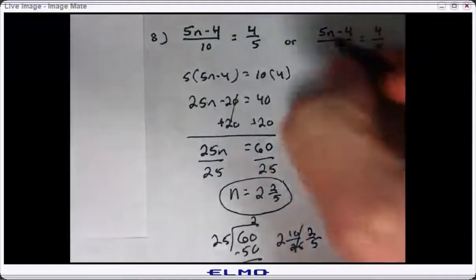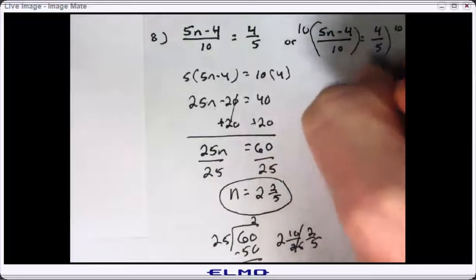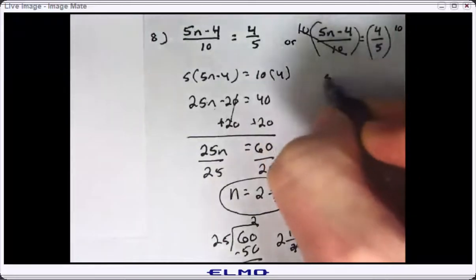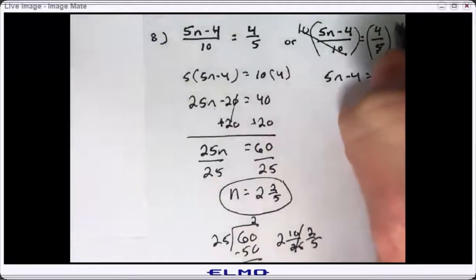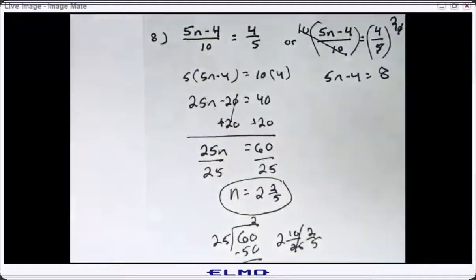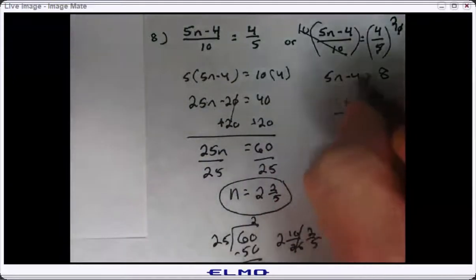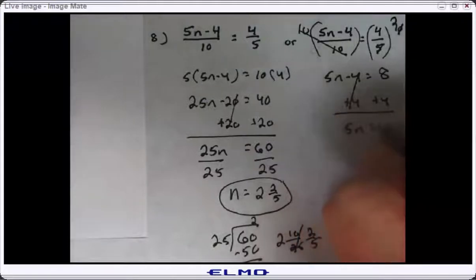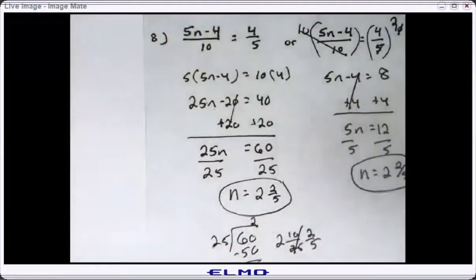If I had multiplied both sides by the least common denominator, which is 10, the 10's cancel out, leave me with 5n minus 4 equals 10 over 5 simplifies to 2 over 1. So I have 2 times 4 on top, which is 8. To get rid of minus 4, we plus 4 to both sides. Gives me 5n equals 12. To get rid of times 5, I divide by 5. 5 goes into 12 2 times with a remainder of 2 out of 5. Our answer is 2 2/5.